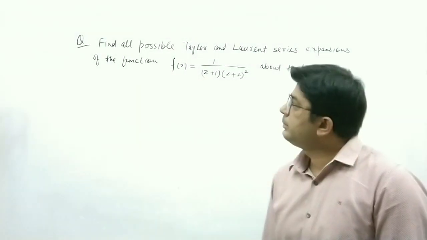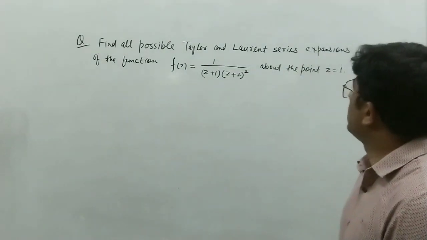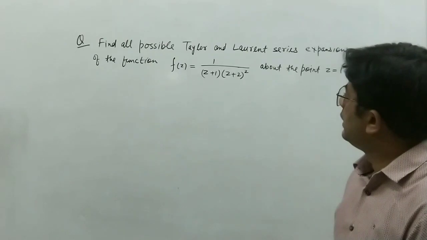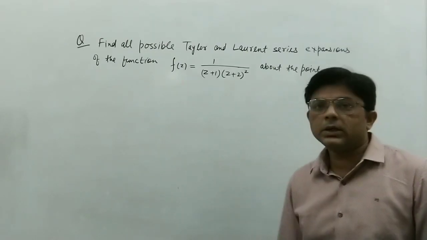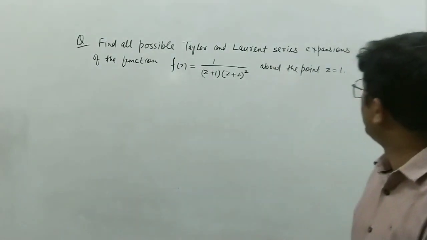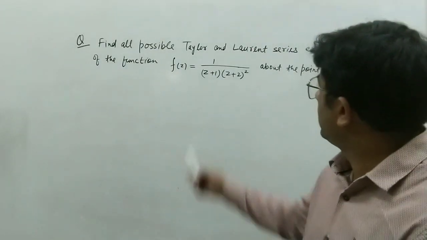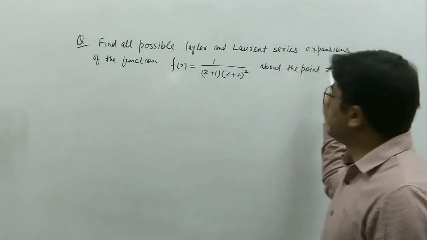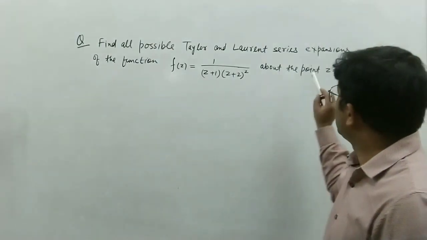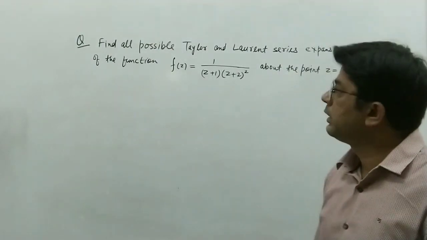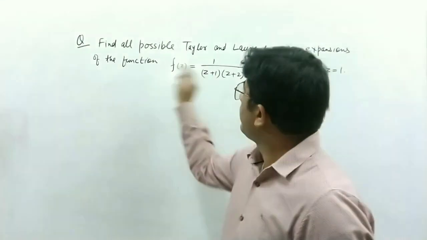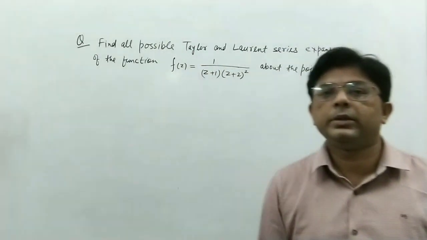Now we have this problem. Find all possible Taylor and Laurent series expansions of the function f(z) is equal to 1 upon (z plus 1)(z plus 2) square about the point z equal to 1. Okay, so here we are given a function f(z). We are given a point. We have to find the series about this point z equal to 1. And the question is all possible Taylor and Laurent series expansions.